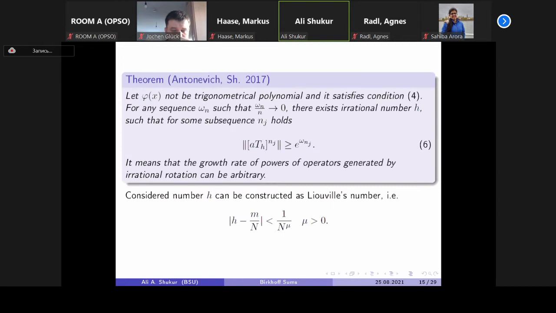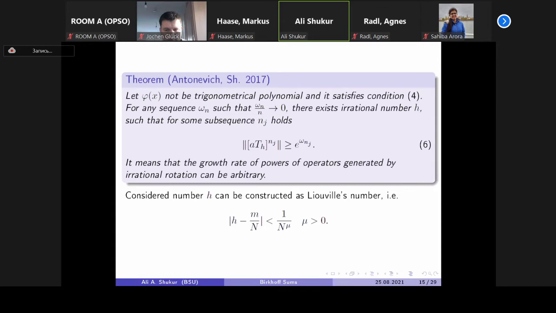Okay, I will go to another result. Again, if phi(x) is not a trigonometric polynomial and the spectral radius satisfies that integral, which is equal to zero, then for any sequence omega_n satisfying this condition, there exists an irrational number such that the norm of powers of the operator has a lower bound given by this. So this sequence is a lower bound for the norm of powers of the operator, okay?